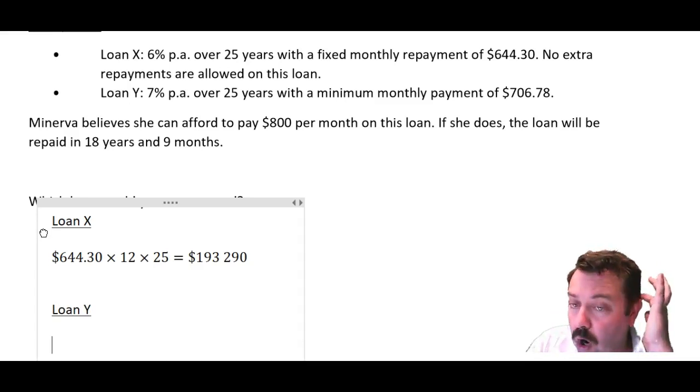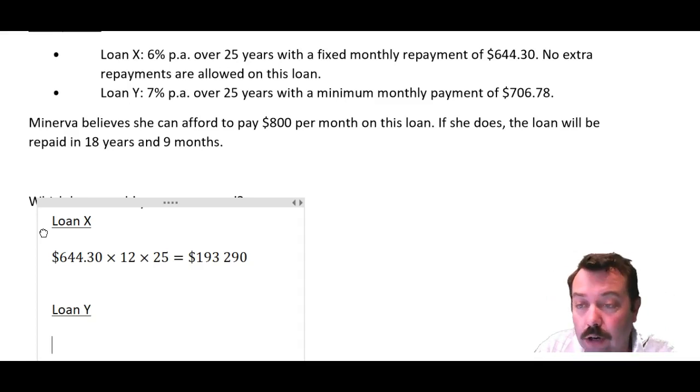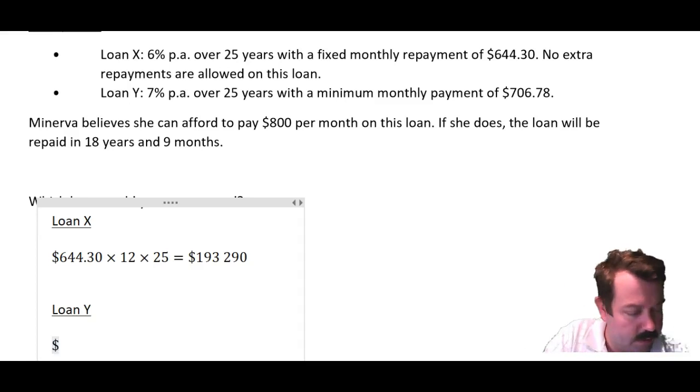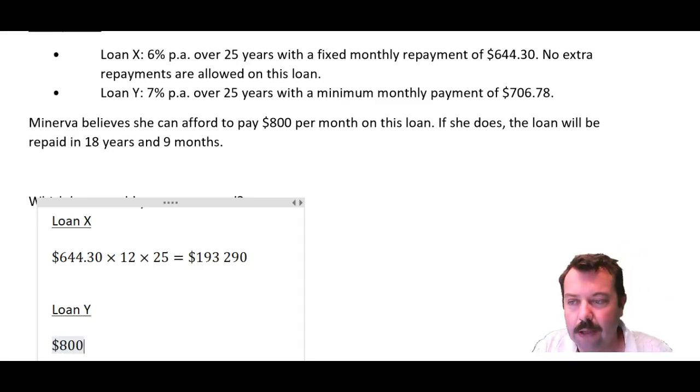Now, with loan Y, we're not making repayments of $706.78. We're going to make repayments of $800. In fact, the 7% per annum and the 6% hasn't come into the calculations at any stage here. You really do have to sift through all the information and find the relevant parts. Now, for loan Y, it's going to cost me $800. How many repayments are there going to be?